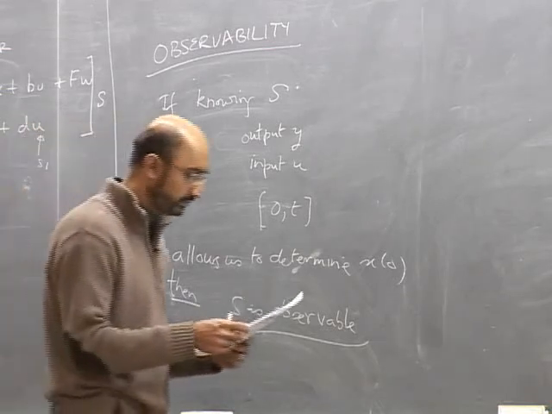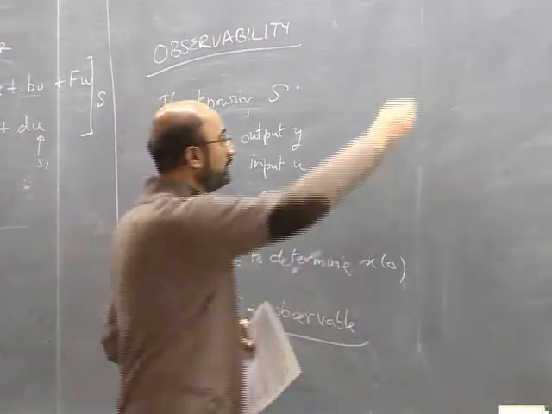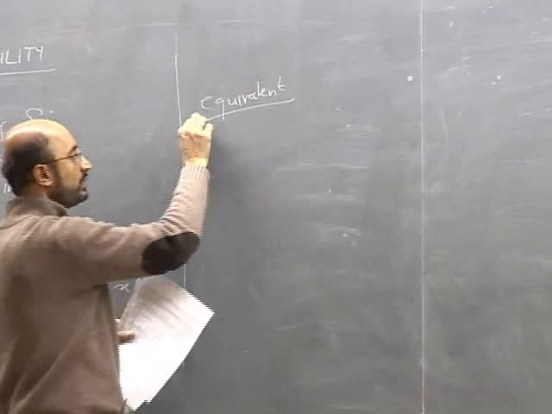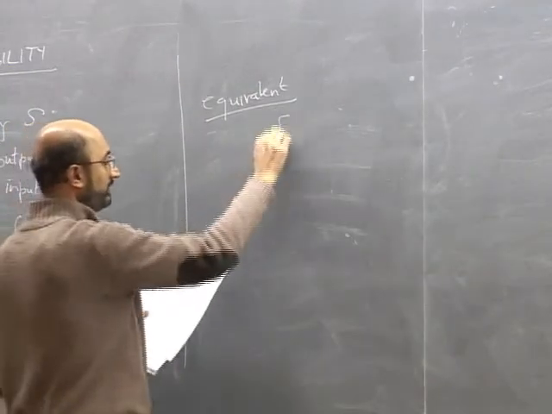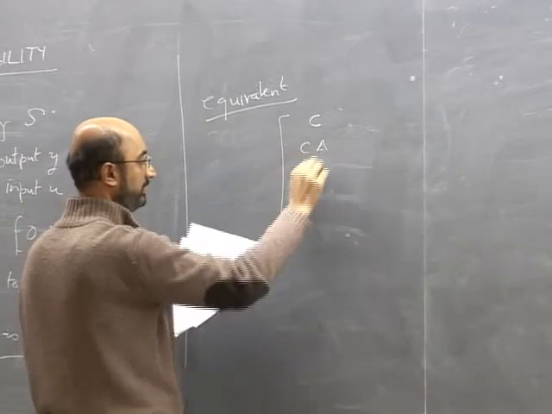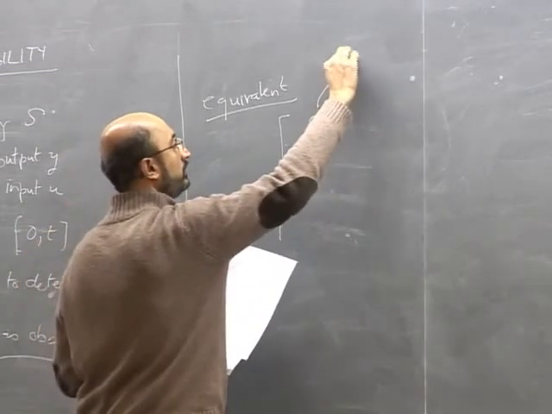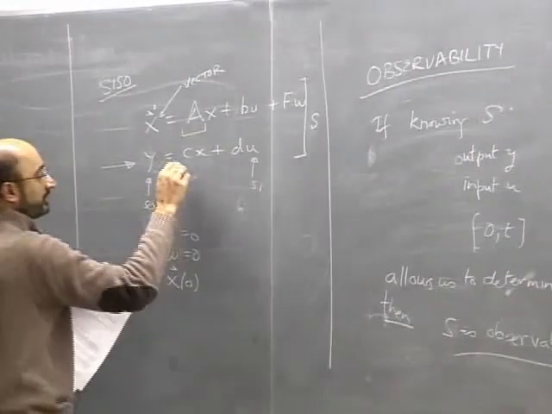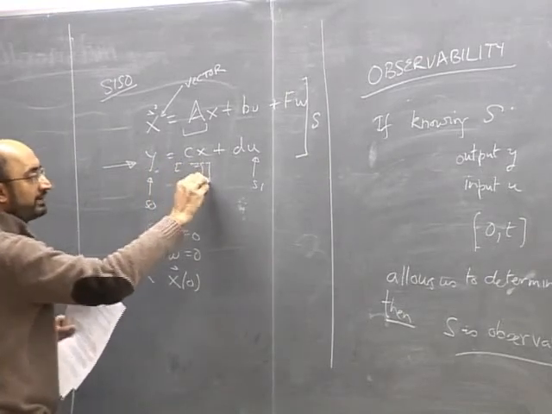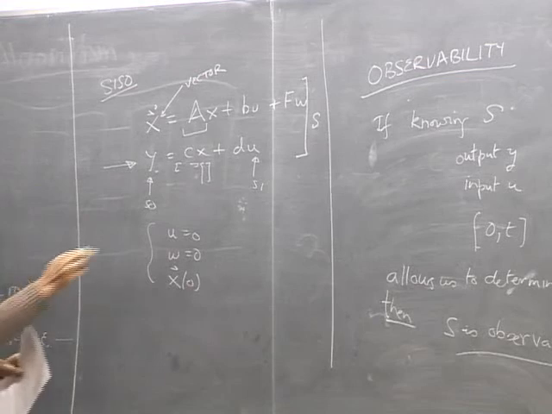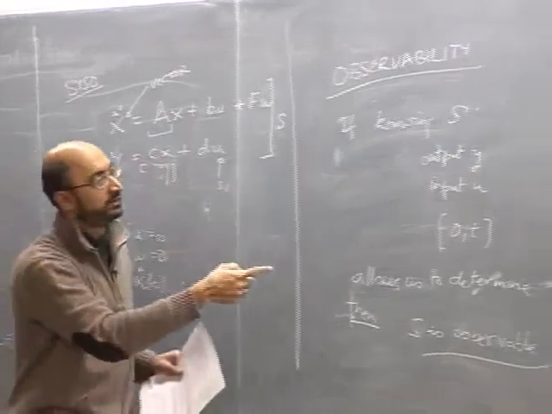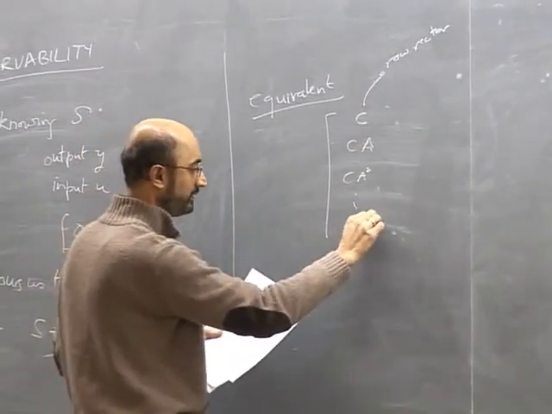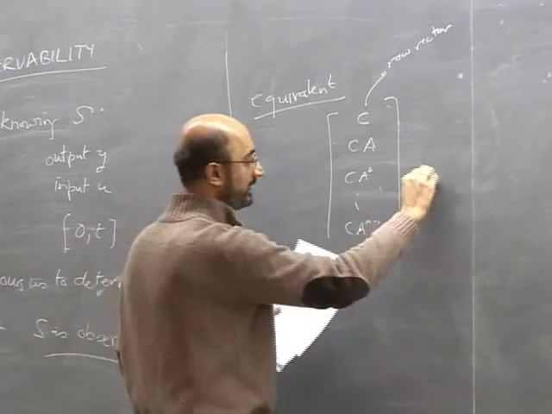The equivalent condition is actually two equivalent conditions. One is that the matrix C, CA, CA squared, up to CA to the n minus 1, has rank n. C is a row vector, because Y equals Cx, where C is a row vector, x is a column vector, and Y is a scalar. We're still studying SISO systems. So CA is going to be a row vector as well, CA squared, etc.